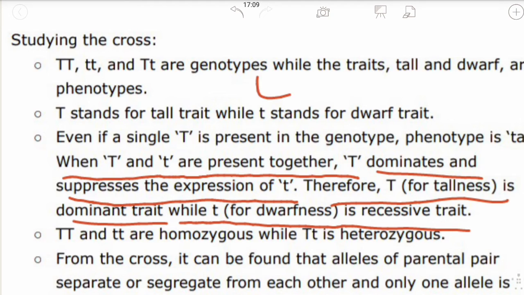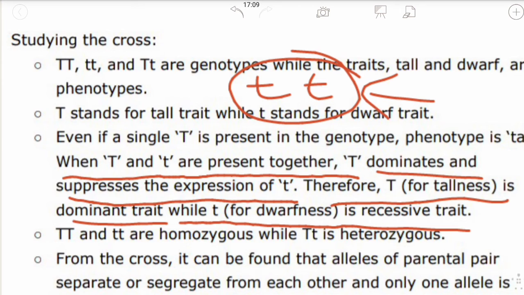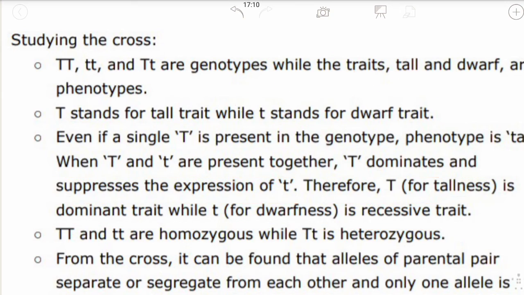But in the case of only small t, what happens? There will be no capital T. Capital T is dominant, whereas small t is recessive. Here only small t is present, so the physical character, meaning the phenotype of the plant, will be short because no tall allele is present. Very simple. Okay, next one.